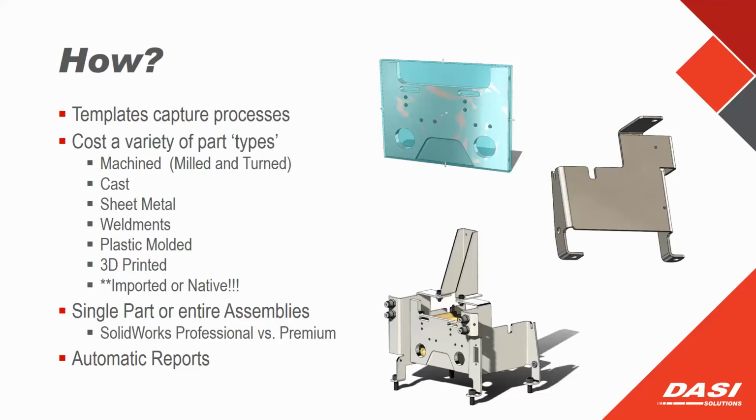Plastic molded is really going to be more about the volume of the component, the process a little bit when it comes to cycle times. And then 3D printing, really more specific to each machine. Whether you're doing FDM or PolyJet, there are runtime costs that we know. There are features that we specifically capture, and of course material utilization on any of these. And I can't stress enough, whether it's imported or native geometry, we capture them all. Single parts or assemblies, once again, professional versus premium are the specifics.